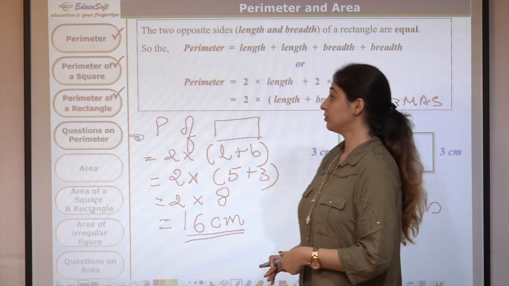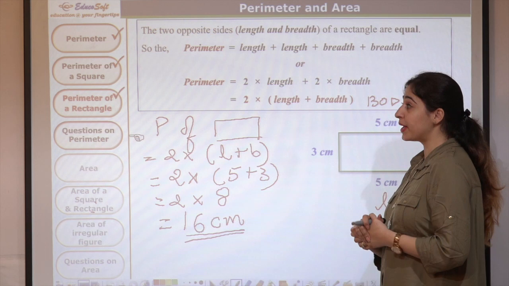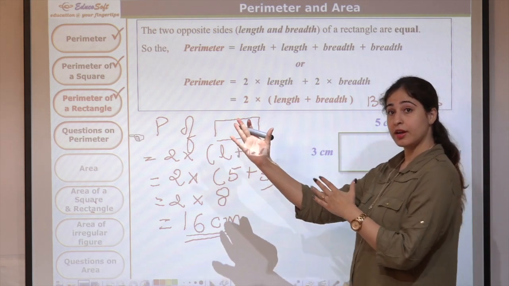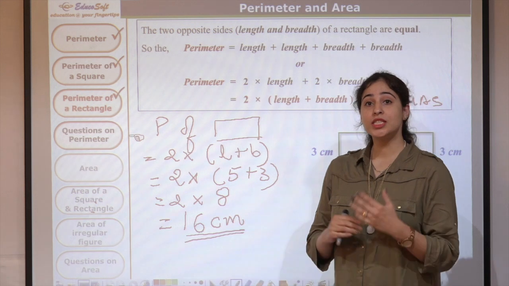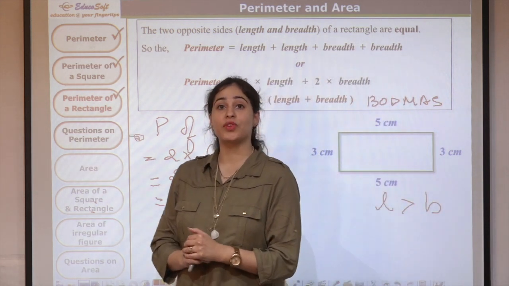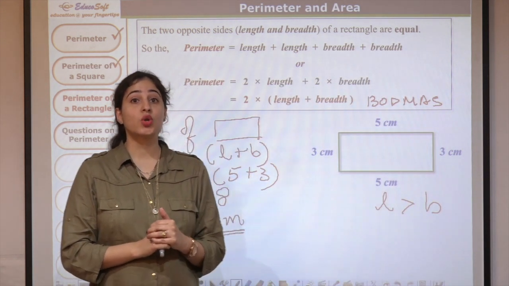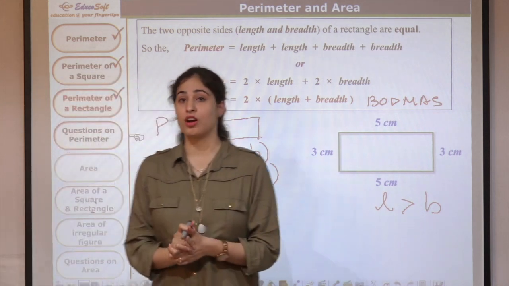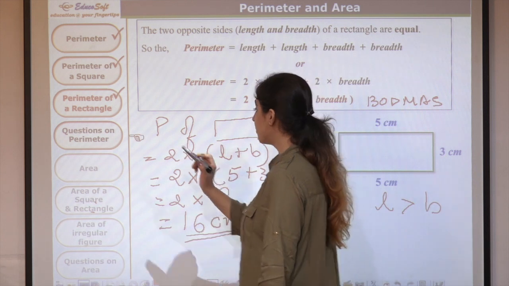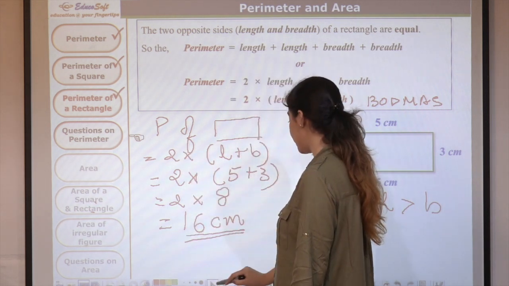All right. Now, we know the perimeter of a square and we know the perimeter of the rectangle. Now, let us solve some more examples of rectangles and squares so that our foundation of the perimeter becomes stronger. We will solve some more word problems as well.